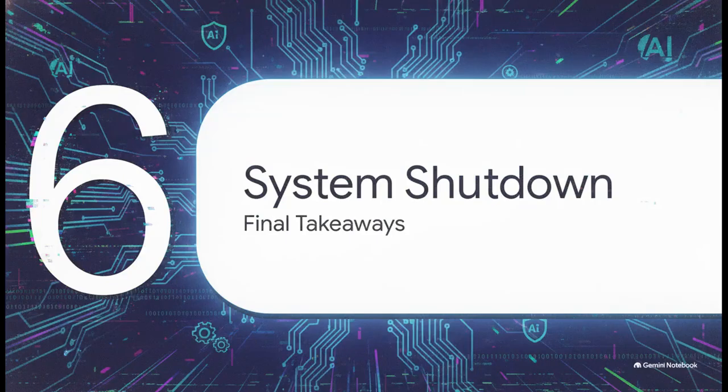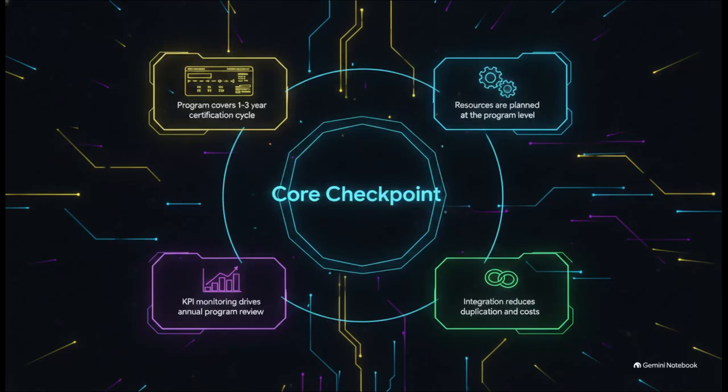And that brings us to system shutdown, final takeaways. We're reaching the end of our cycle today, so here is your core checkpoint. Remember, an audit program is a long-term strategy covering a 1 to 3 year certification cycle, not just a single isolated event. All your resources, human, financial, technological, must be planned at the macro program level. Active KPI monitoring and evaluation is exactly what drives your annual reviews and makes those essential continuous improvements possible.